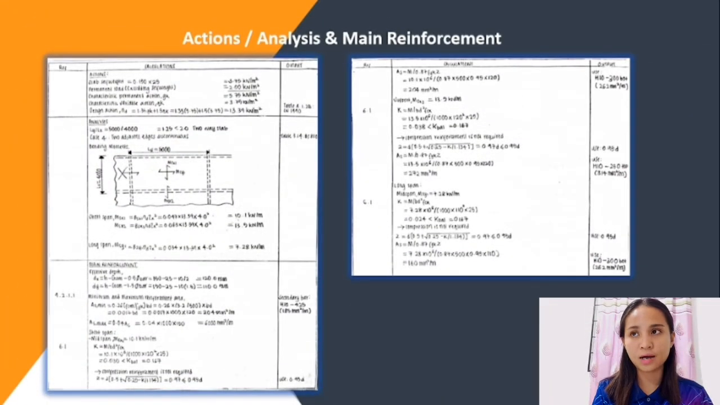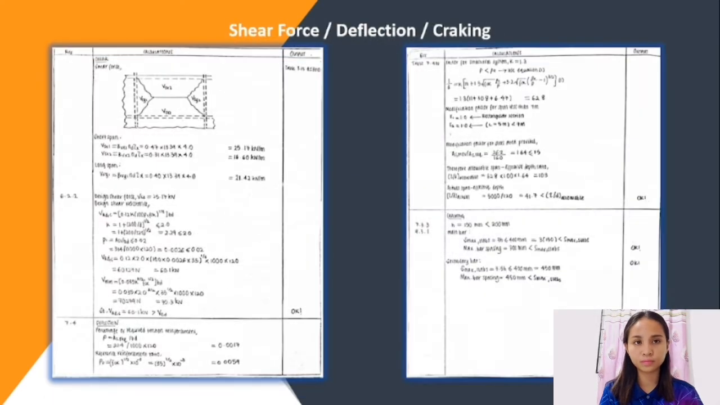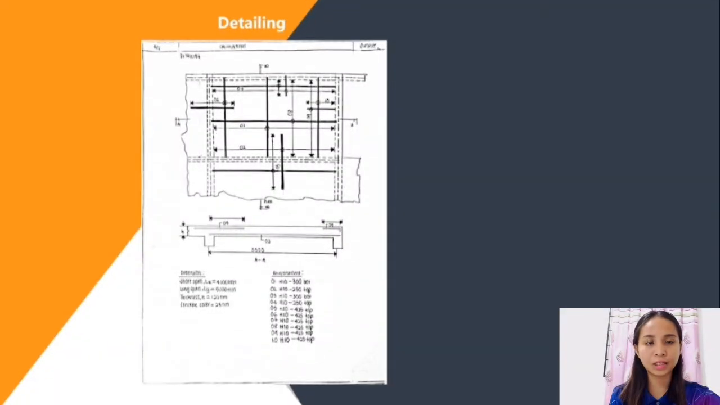Di dalam slide ini pula adalah pengiraan untuk action, analysis, dan juga main reinforcement, dan ini adalah pengiraan yang telah kami buat. Di dalam slide ini pula adalah untuk shear force, deflection, dan juga cracking, di mana deflection kami juga adalah OK dan ia selamat untuk digunakan pakai, dan cracking kami juga, square spacing kami juga adalah OK, di mana ia juga selamat digunakan pakai. Dan untuk part terakhir adalah detailing. Ini adalah contoh lakaran detailing kami untuk slab design kami.